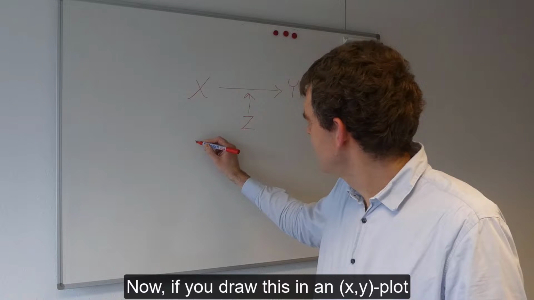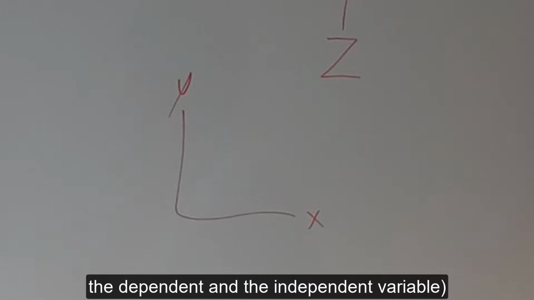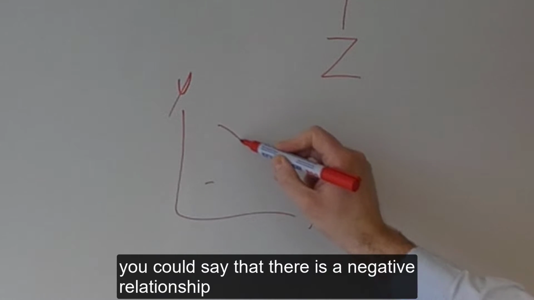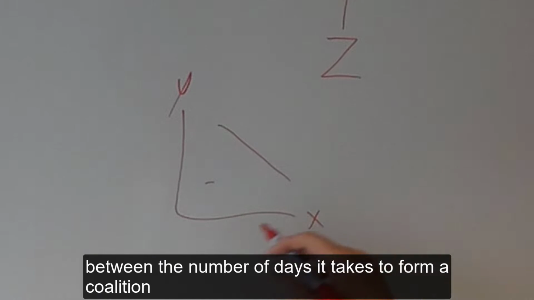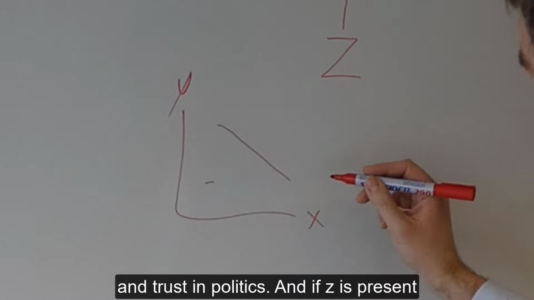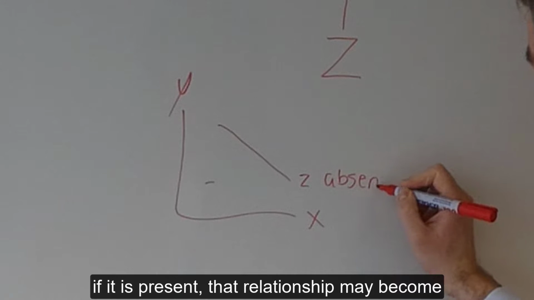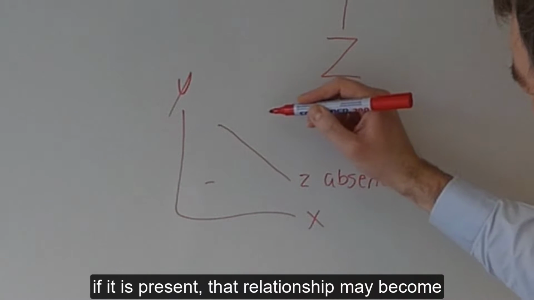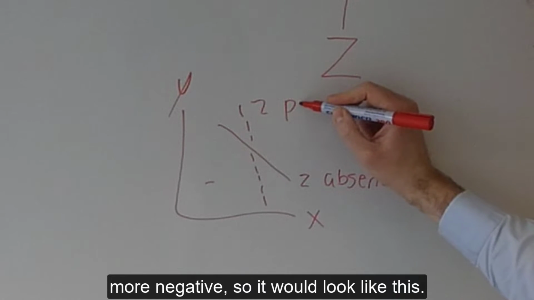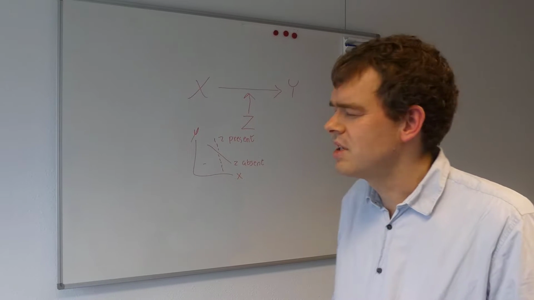Now, if you would draw this in an XY plot, so the relationship between the dependent and the independent variable, then you could say that there is a negative relationship between the number of days it takes to form a coalition and trust in politics. And if z is present, so let's say that here it is absent, if it is present, that relationship may become more negative. So it would look a bit like this. The relationship becomes more negative in the presence of the moderator.